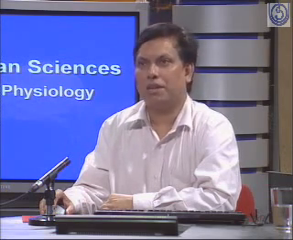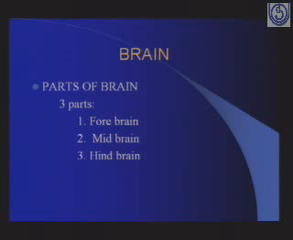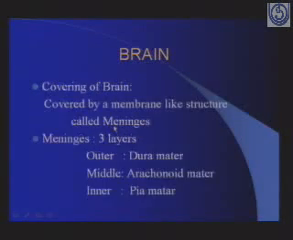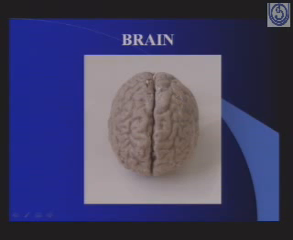Then we will discuss the parts of the brain. You can divide the brain into three parts: forebrain, midbrain and hindbrain. The forebrain, as the name suggests, is situated at the anterior and upper part. It is the largest part of the brain. It is divided into two parts by a central groove. If you see this diagram, this is one side of the brain, this is the other side of the brain, and they are divided by a central groove.